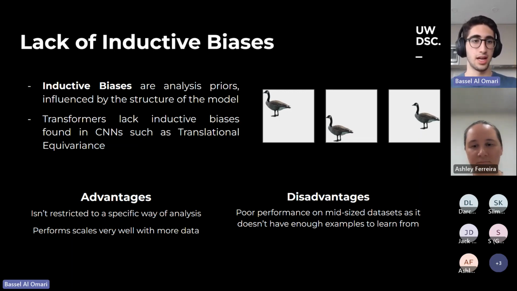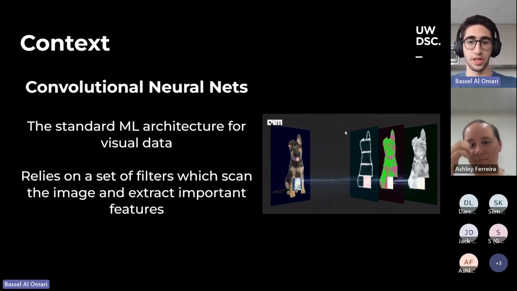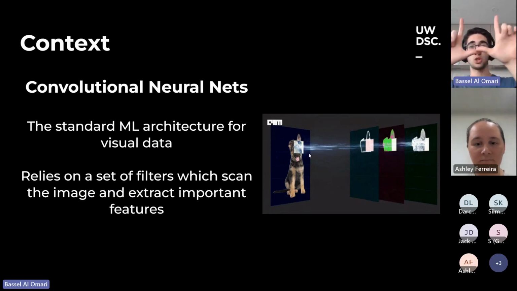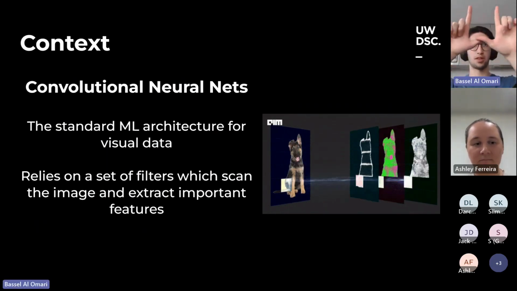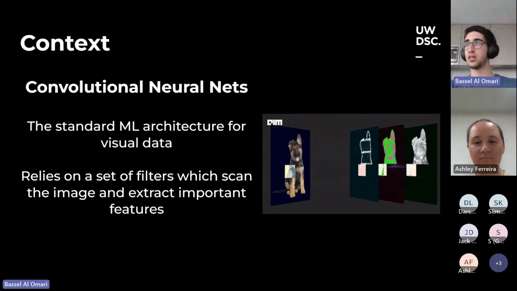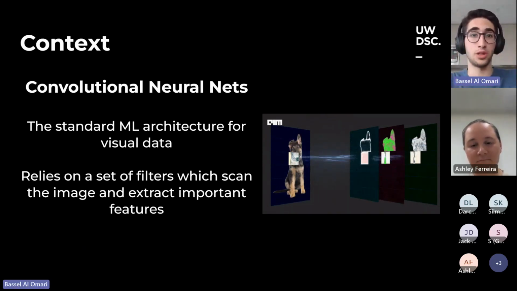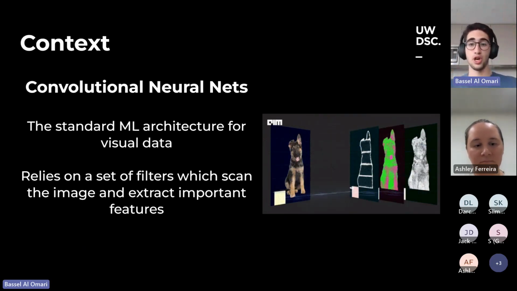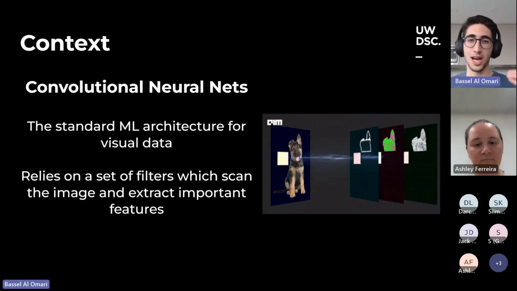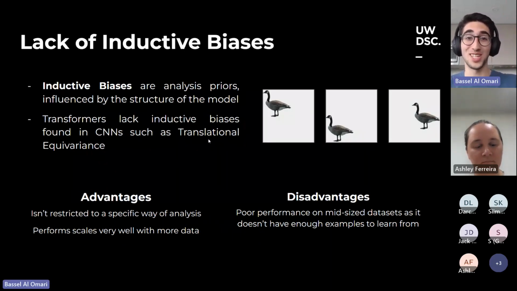Now, what are inductive biases? Inductive biases are ways to analyze your image that are influenced by how the model is structured. So in the case of convolutional neural nets, you have just one filter or a set of filters, but each filter itself goes over the entire image. So it's just one filter that extracts information from the entire image. And that gives it inductive bias. It allows the convolutional neural net to extract important features from the image, no matter where it lies in the image itself. This is a certain form of inductive bias known as translational equivariance.